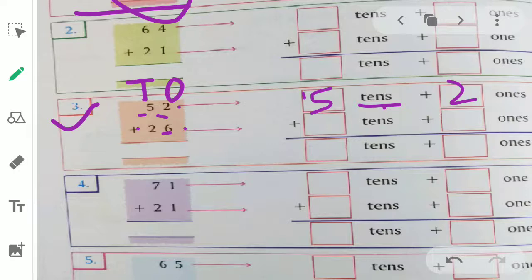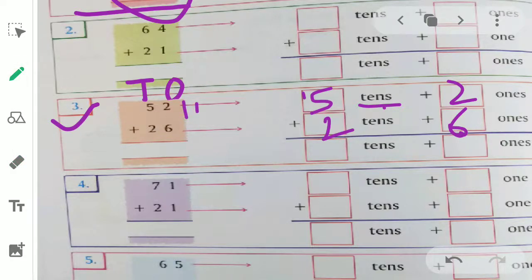अब नीचे वाले देखिए, 2 is given at the place of tens, so here you are going to write 2. 6 is given at the place of ones, so here you are going to write 6. यहाँ पे हम लोगों ने 6 लिख दिया है. And now we have to add these numbers. So let us do addition here.